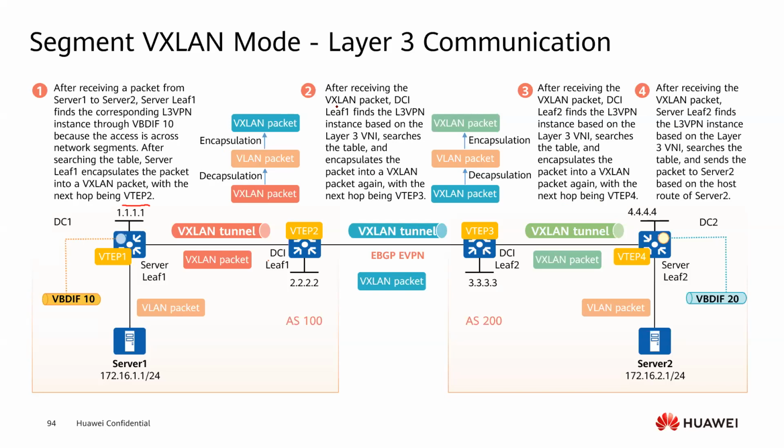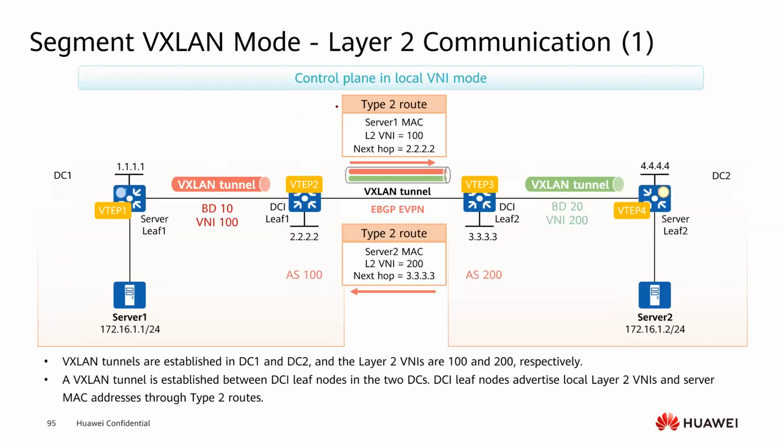Then VTEP 3 does the same things, and VTEP 3 will forward it to server leaf 2. Beside the inner frame, all the information changes again. So that is the level 3 communication.